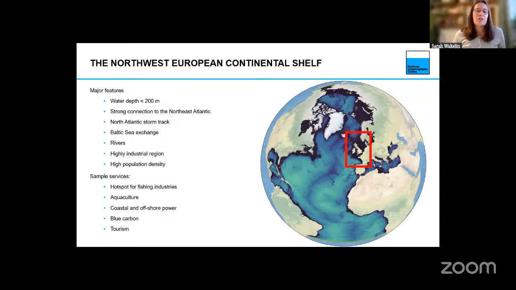So like many of these regions, there's an awful lot going on here, and an awful lot of people really care about what's going to happen under the auspices of climate change.